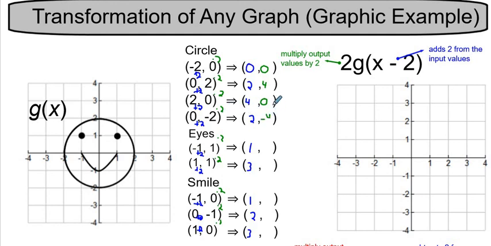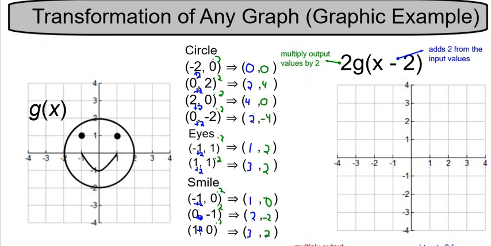Notice what happened there. The output values in the vertical direction were increased, but the horizontal directions stayed the same. 1 times 2 is 2. 1 times 2 is 2. 0 times 2 is 0. Negative 1 times 2 is negative 2. And 0 times 2 is 2.